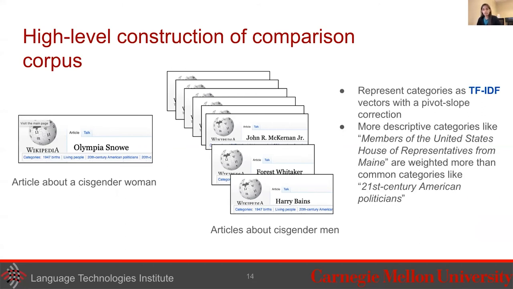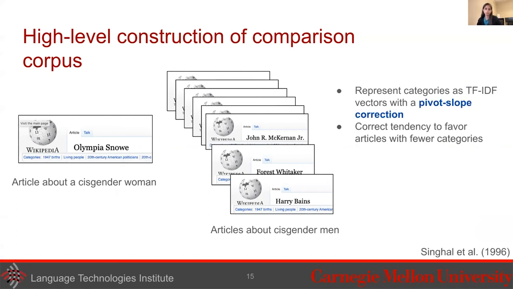So instead, what we do is we represent the categories for each article as TF-IDF vectors with a pivot slope correction. So we use TF-IDF weighting in order to give more weight to rarer categories, which tend to be more descriptive. So the idea is that a comparison article that has members of the United States House of Representatives from Maine in common with the target article is probably a better match than the one that only has 21st century American politicians in common. The pivot slope correction is to account for the fact that doing information retrieval with raw TF-IDF vectors tend to favor shorter articles. So in our case, that would mean articles with fewer categories.